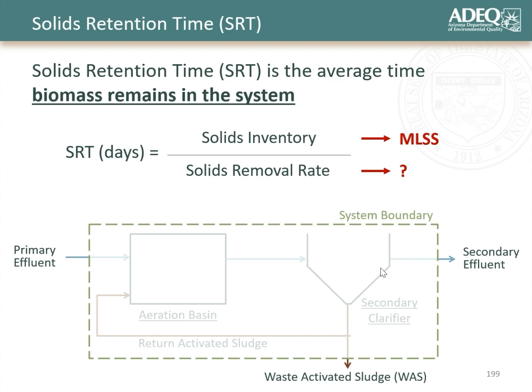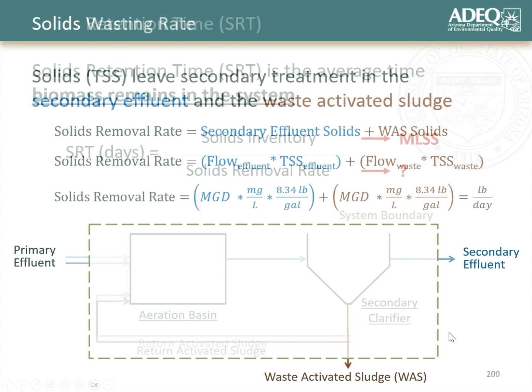And then you divide that by how quickly solids leave the system. And one thing to provide a point of reference is when we talk about the system, we're drawing a big box around both the aeration basin and the secondary clarifier. So we look at how much solids is in the system, and then we divide it by how quickly solids are leaving the system. That can be leaving the system through the secondary effluent or through the WAS.